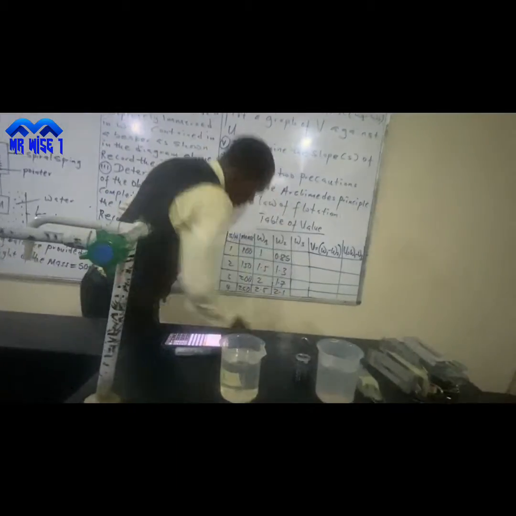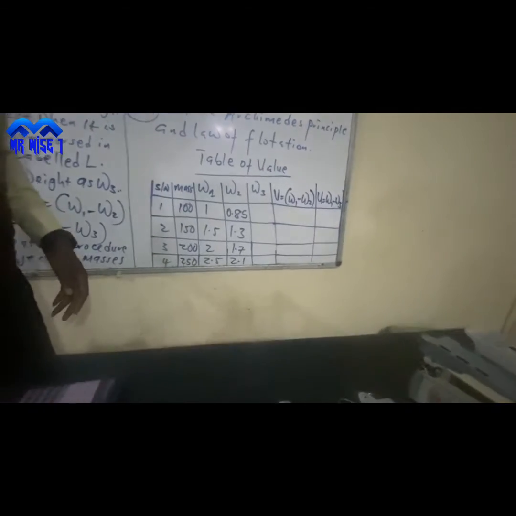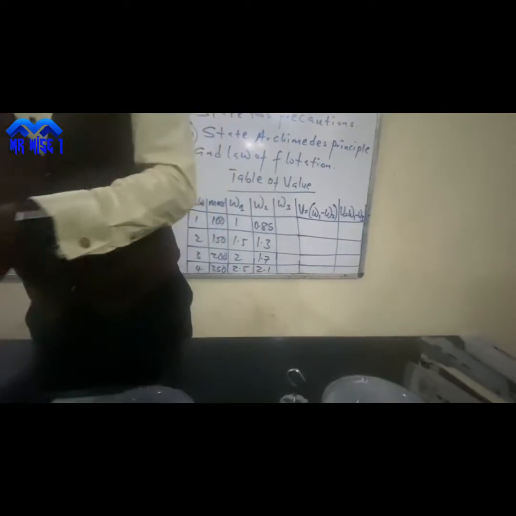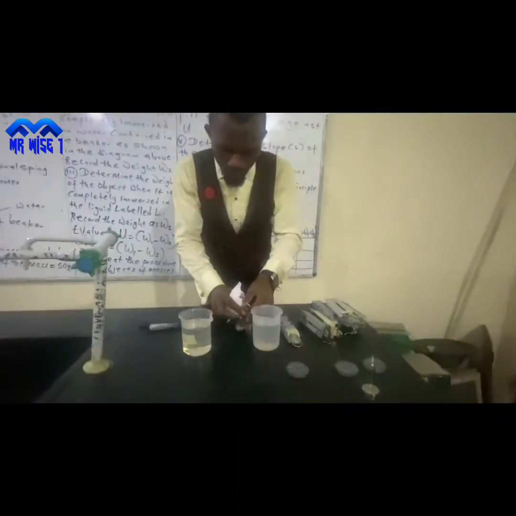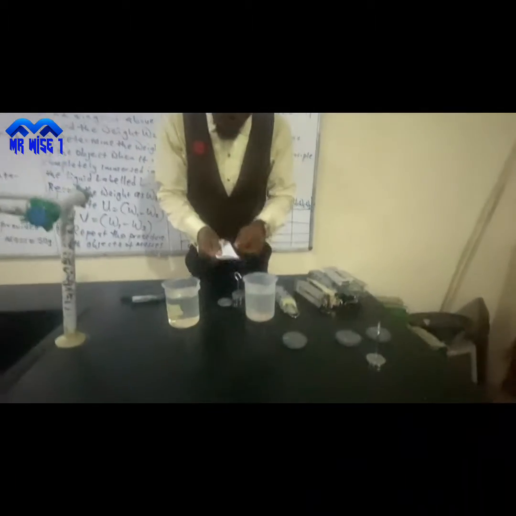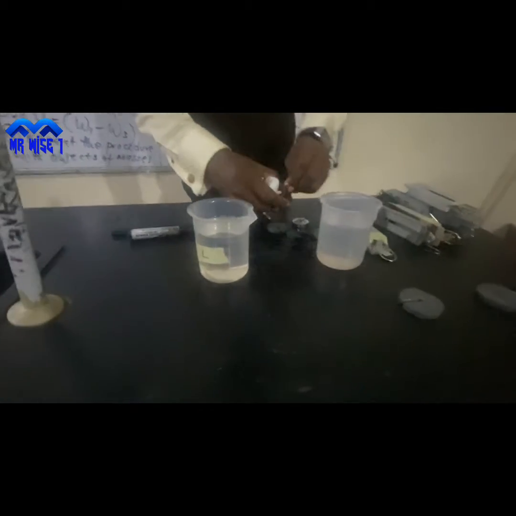As you can see, the weight is increasing. Am I communicating? The weight is increasing. So I'm done with the one on water. Let me move quickly to the liquid, which is the kerosene. As you can see, I'm trying to dry up the mass so that the weight will not be added to it. When I'm done, I will now carry out the experiment on the one on kerosene, which is labeled L.